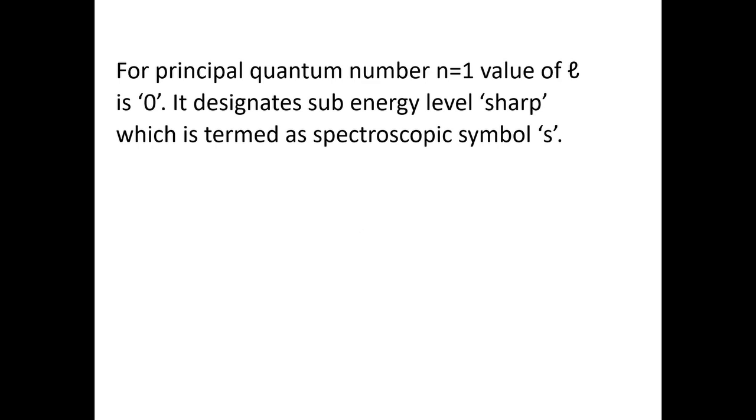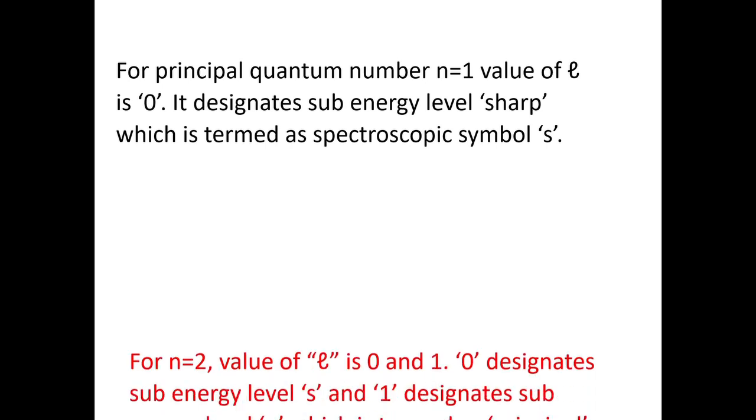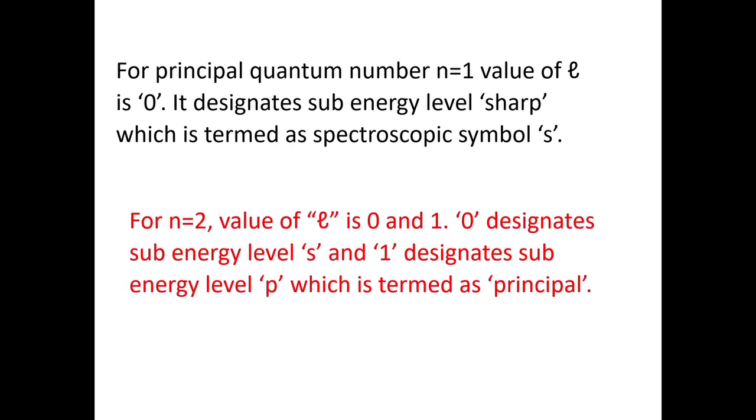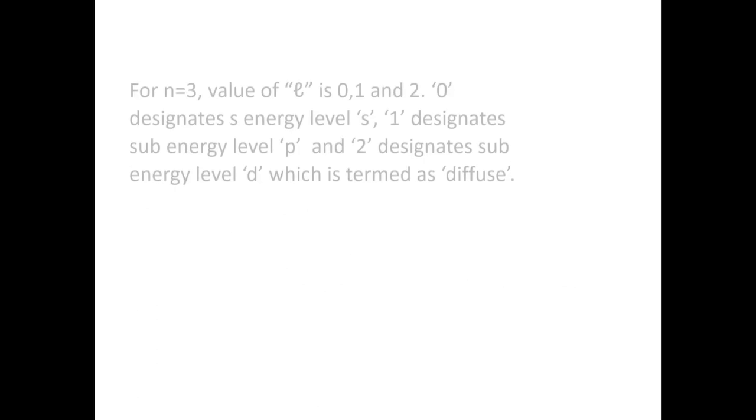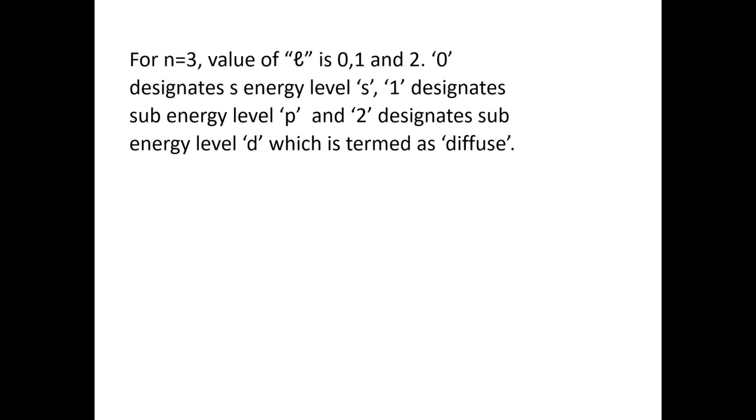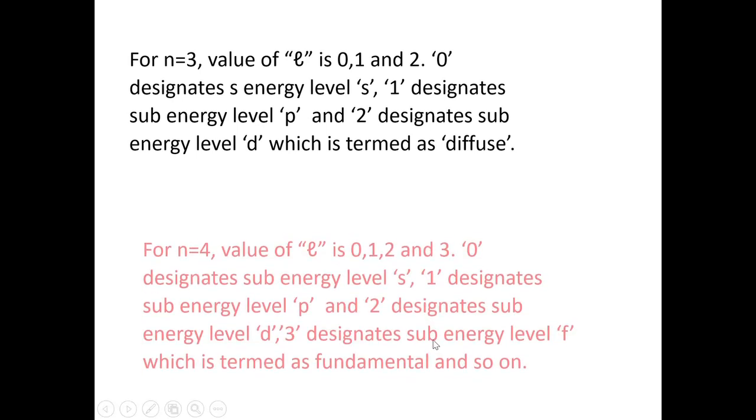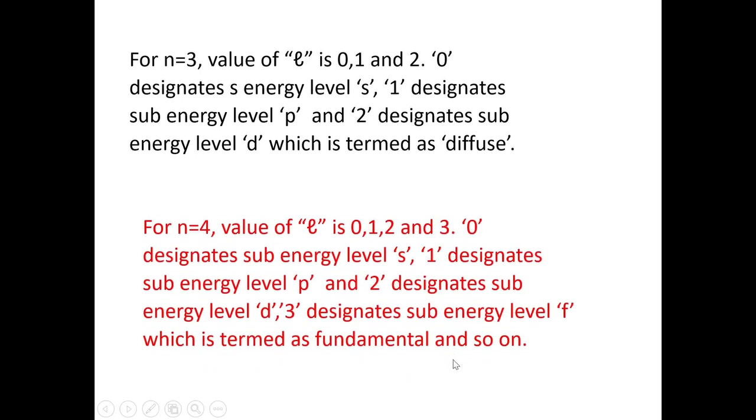as S or sharp level. For n equal to 2, L is 0 and 1, where 0 designates sub-energy level S, and 1 stands for P, which is known as the principal. When n equal to 3, L equal to 0, 1, 2: 0 stands for S, 1 stands for P, and 2 stands for D, which is termed as diffuse. Similarly, for n equal to 4, L is 0, 1, 2, 3, and 0 designates sub-energy level S, 1 designates sub-energy level P, 2 for D, and 3 for F, which is termed as the fundamental, and so on.